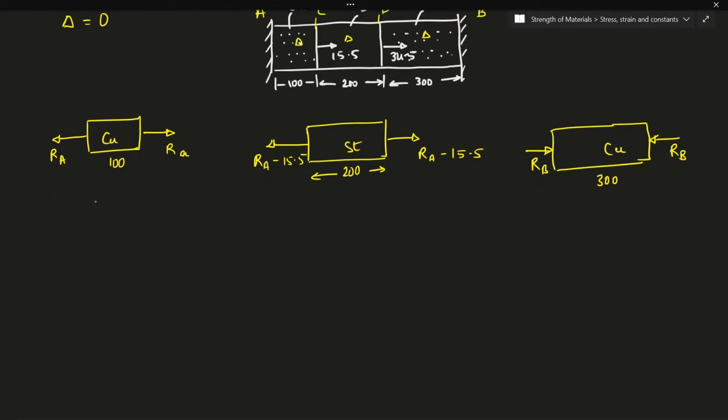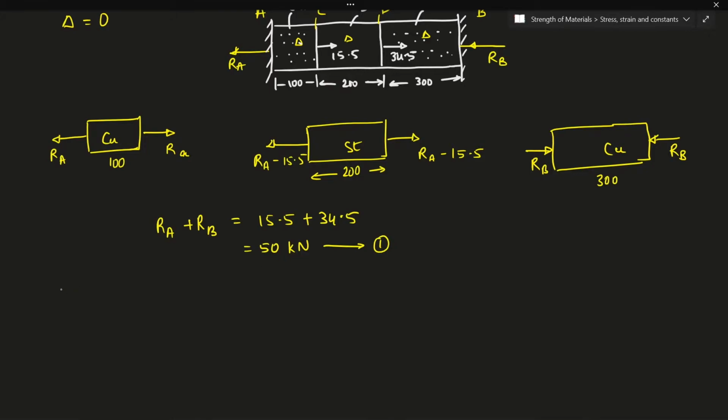First of all, let me apply the static equilibrium. For the static equilibrium, I have a load here, RA, the support at A, and again we are going to have another load, also in this direction, RB. Now if I apply static equilibrium, I have RA plus RB, both of them towards the left direction, will be equal to 15.5 plus 34.5, which is nothing but 50 kilonewton, right? I'll call this equation number 1.